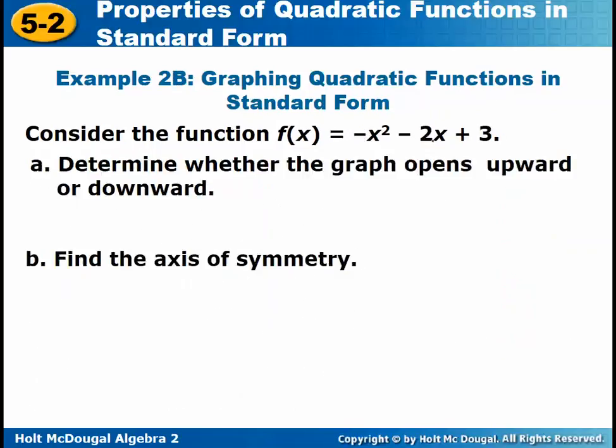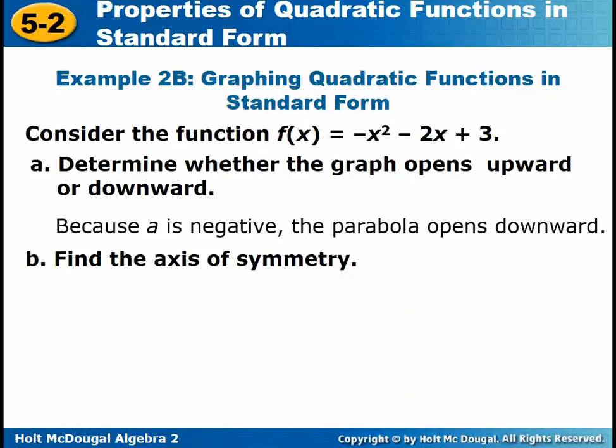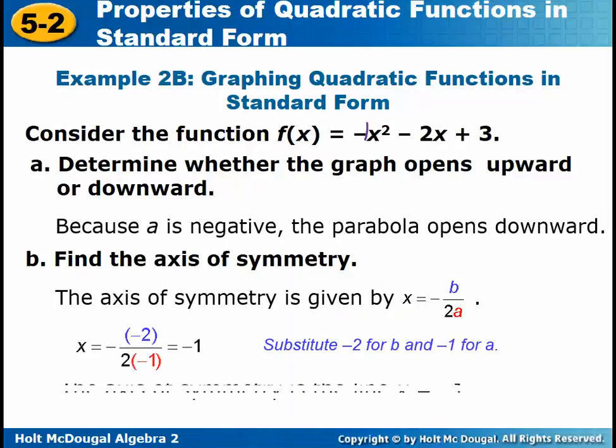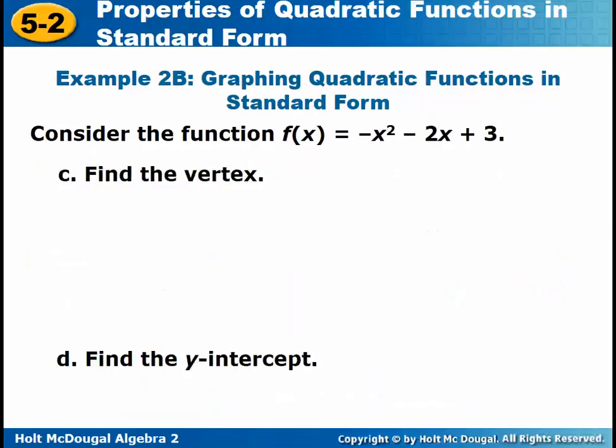All right, here's another example. This is negative x squared minus 2x plus 3. So does it open upward or downward? Downward, because a is negative 1. This would be negative 1. The axis of symmetry, we have the equation x equals negative b over 2a. b is negative 2 and a is negative 1, so you substitute those in and you get the axis of symmetry as x equals negative 1.